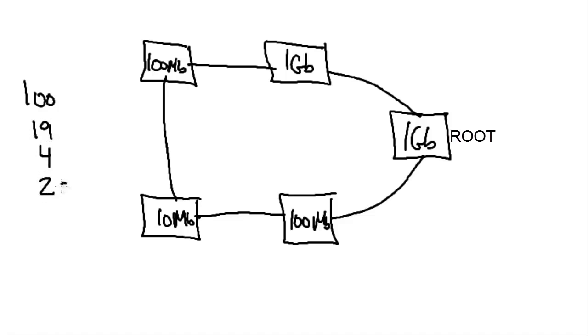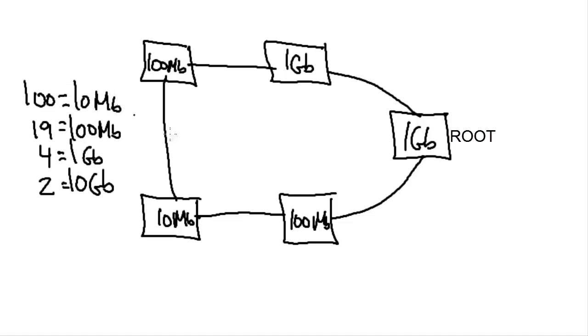So as you remember from the chart, these numbers should start to look familiar. The cost of 2 is assigned to a 10 gigabit interface, cost of 4 to a 1 gigabit interface, cost of 19 to a 100 megabit interface, and a cost of 100 to a 10 megabit interface.